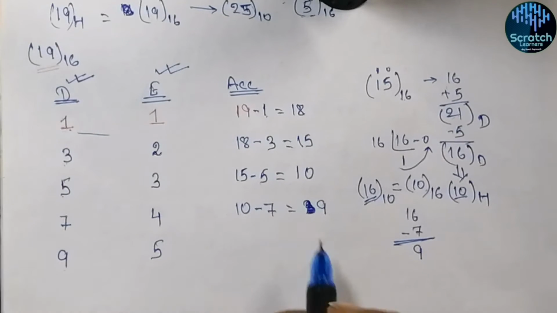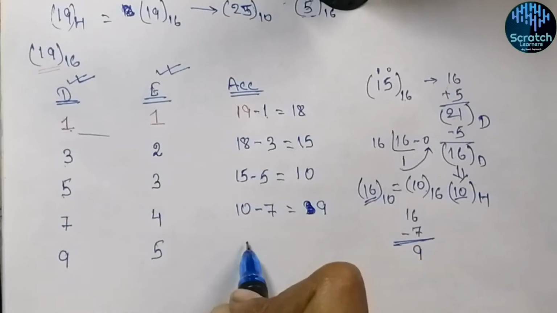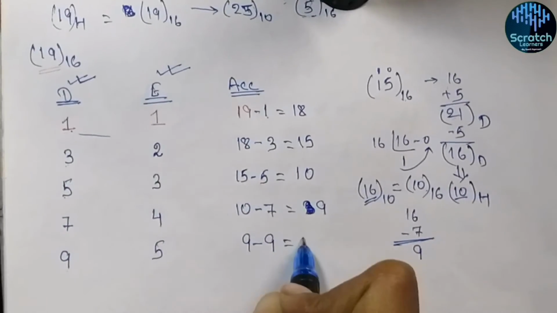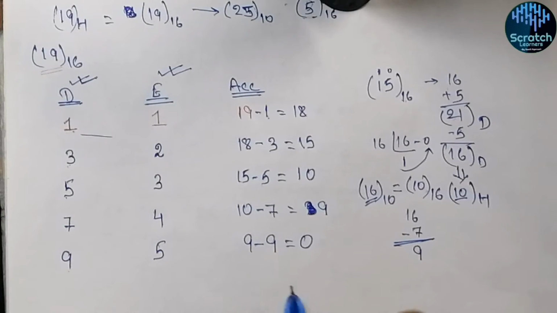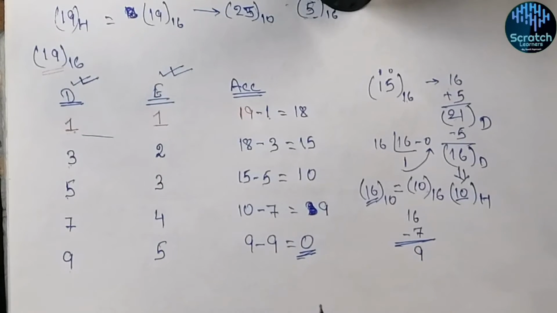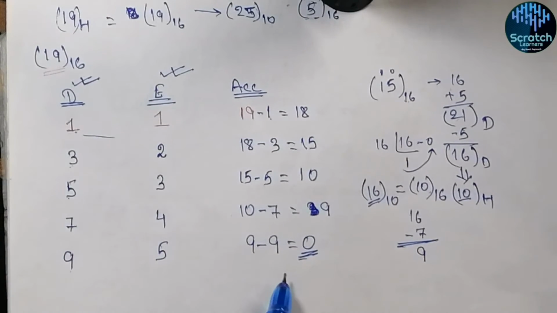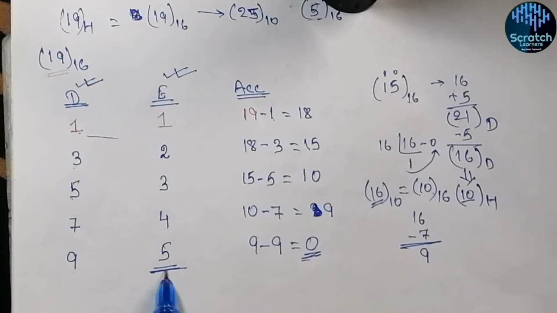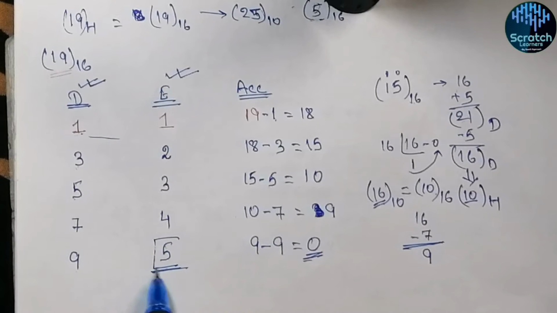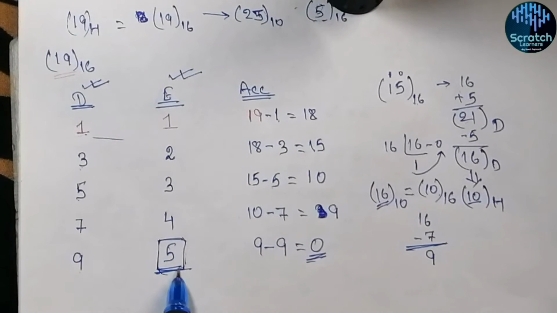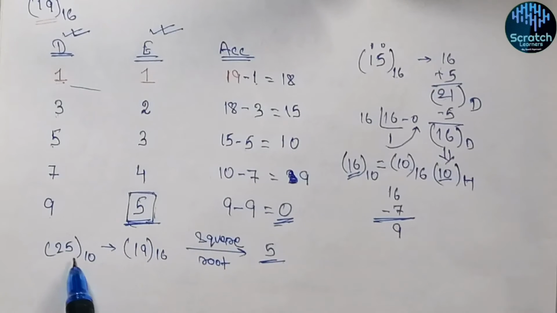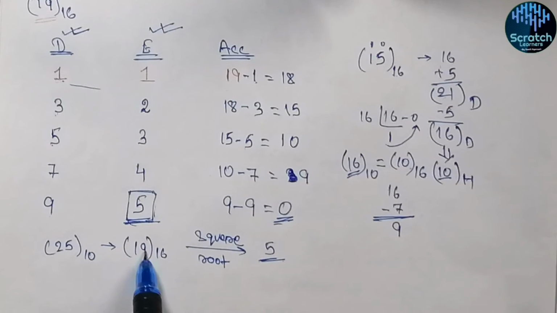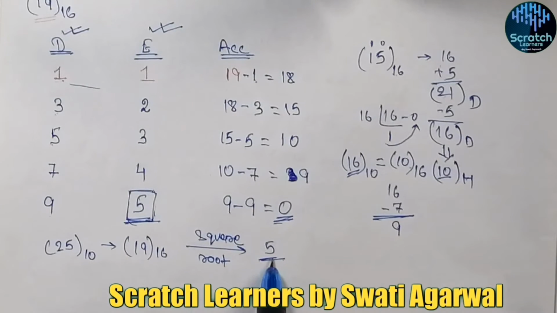Now the next step is to perform the subtraction between this 9 and the content of D, that is this 9. So it will be giving the result as 0. So once the content of accumulator becomes 0, this process will be stopped and the content of E will be the result. As you can see, we have got 5 as the content of E register. So the square root of 25 in decimal or the square root of 19 in hexadecimal is 5.